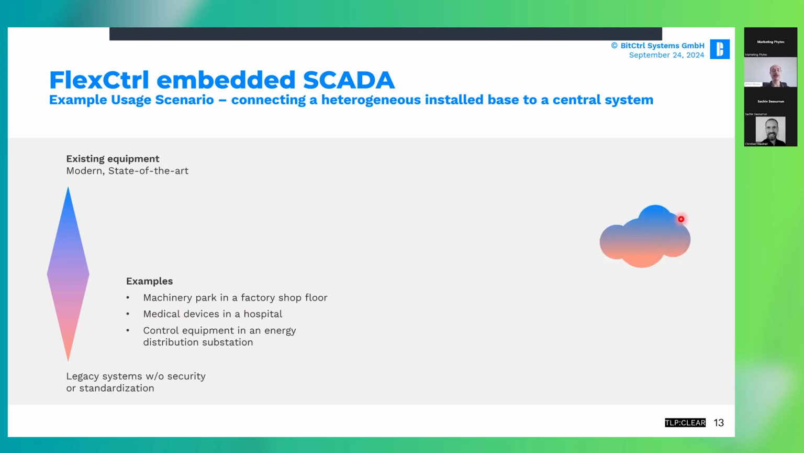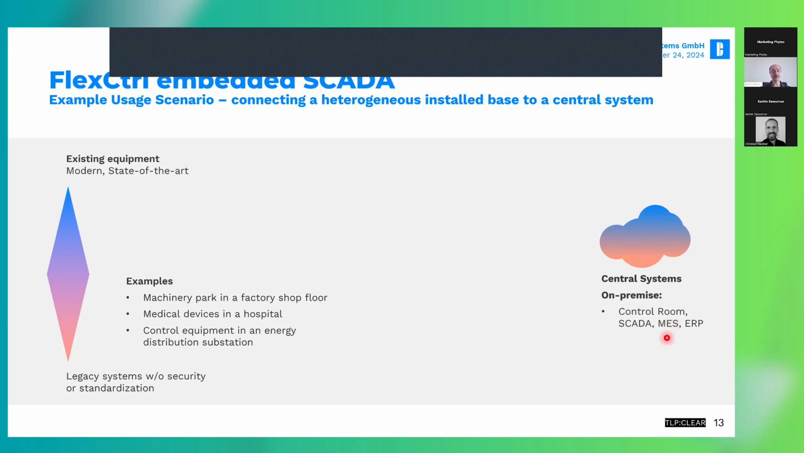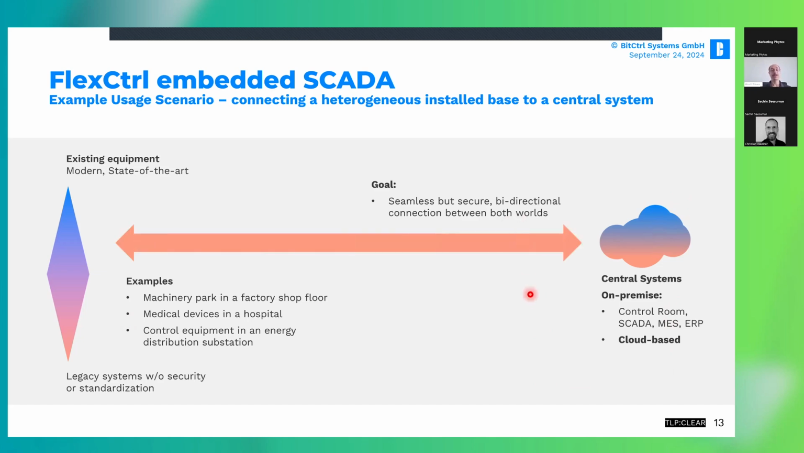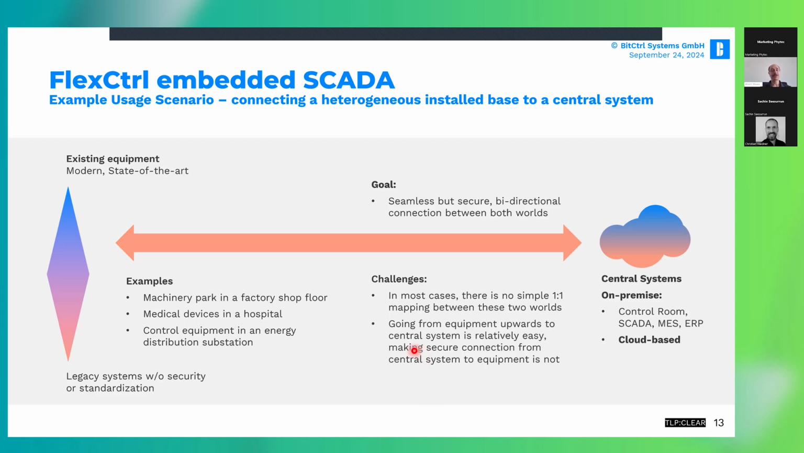On the right-hand side, we have this famous new world in the cloud with lots of central systems that accumulate data. They can be on-premise, like the control room, SCADA, MES, or ERP, but they can even be based in the cloud. And the goal here really is to connect these two worlds seamlessly, securely, and most importantly, bidirectionally. And that presents some challenges. So first of all, in most cases, there is no simple one-to-one mapping between these two worlds. So there must be a brain in the middle which translates without losing information. And the second thing is, connecting from the left side to the right is usually not so much of a problem. However, transferring data securely from the cloud down to a shop factory floor is usually a much bigger problem, particularly in terms of security.